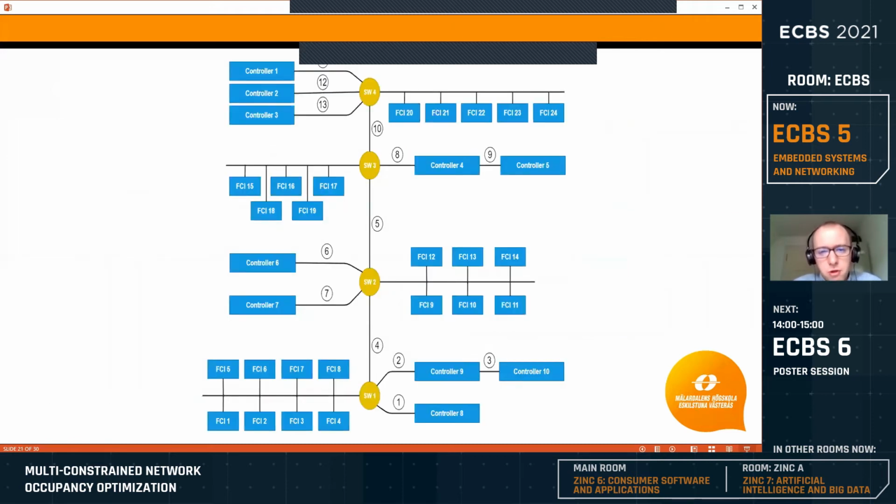Here's the first topology we created. That's just to show how it looks, how we numbered it. The other 2 topologies are just variants of this one, by moving certain elements of the network into other places.